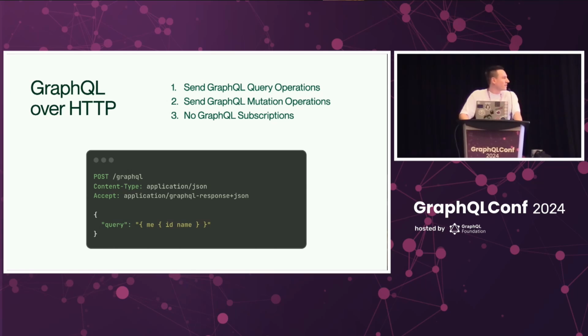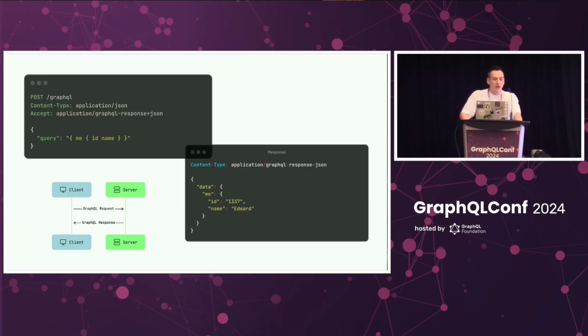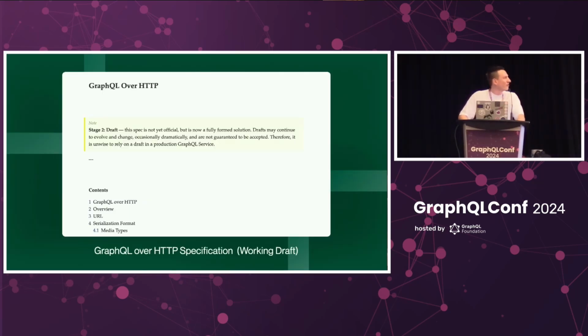So the cool thing is that HTTP is pretty simple, right? We just have our URL, we give some headers and a body, and we get our response. So we send one request to our server, the server processes the request, and then it sends us a response. Pretty simple. By the way, the GraphQL over HTTP specification is still a working draft, so everyone here using GraphQL over HTTP is using something experimental.